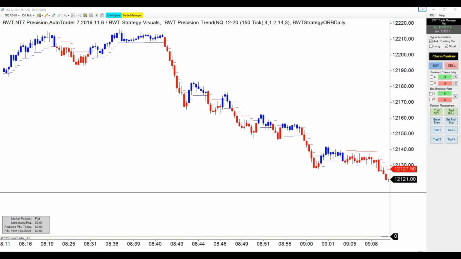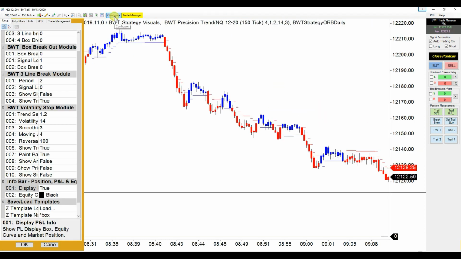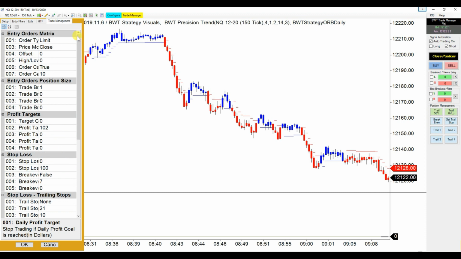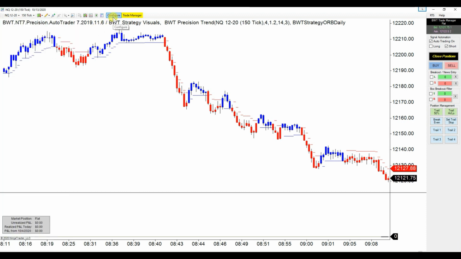Tuesday the 13th. This is the daily open range filter template, trading one contract and targeting 500. As you can see, I'm looking short.